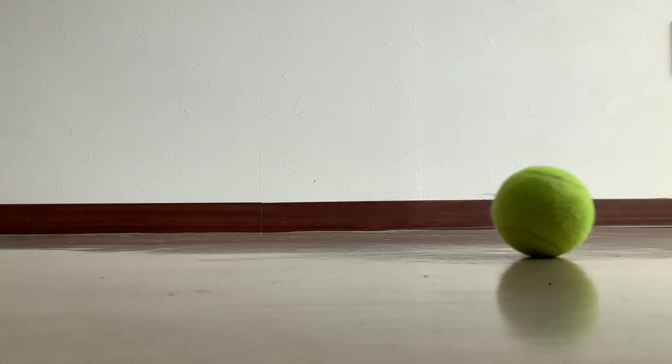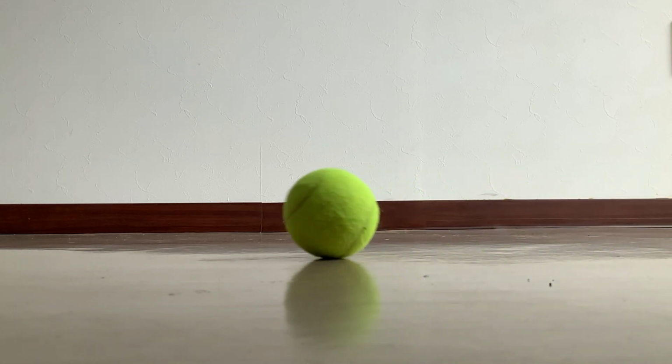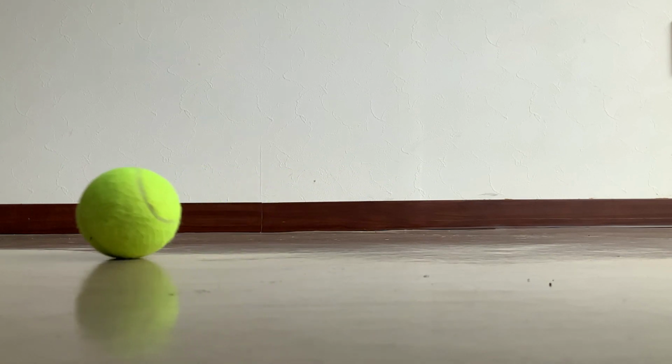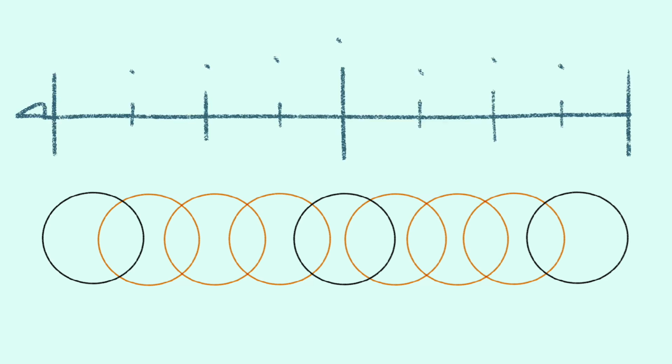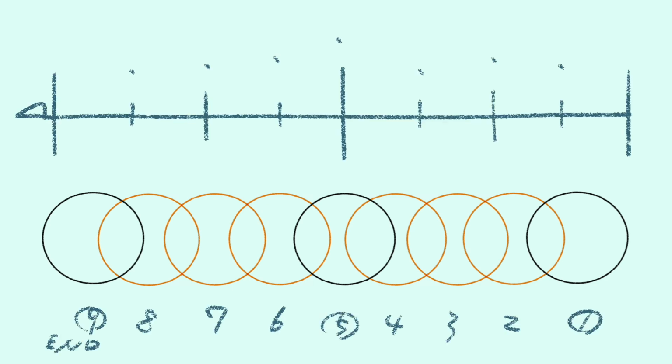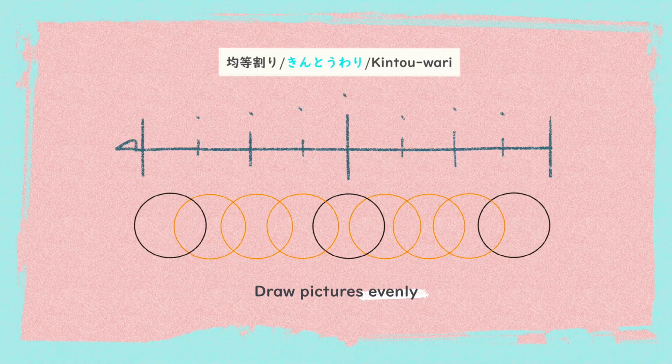Kintowari. A ball is rolling. In this case, I will animate this and then it's like this. In this way, drawing the pictures evenly is called Kintowari.